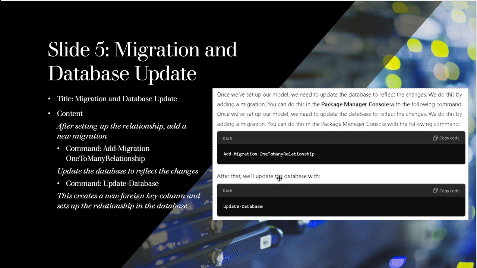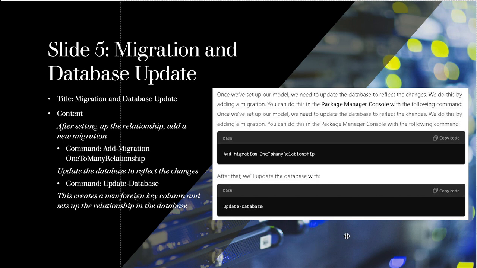OneToManyRelationship is the name of the migration. You can provide a meaningful name here. After that, we update the database with the Update-Database command. This will create a new column, set up the foreign key, and establish the relationship between the manager and the employee entities in the database.